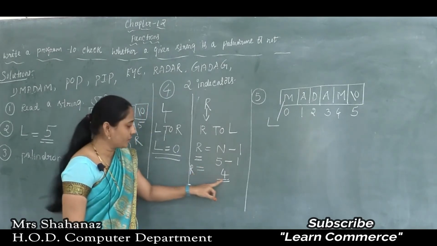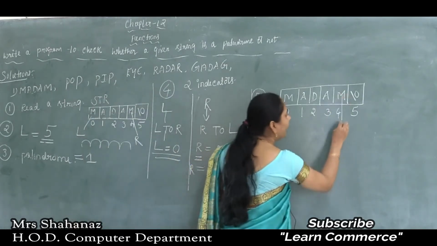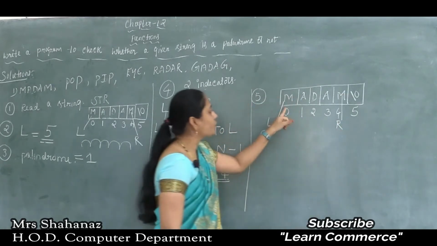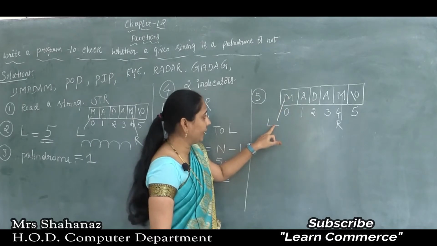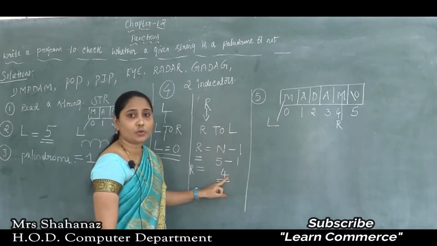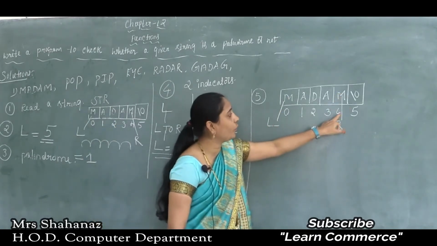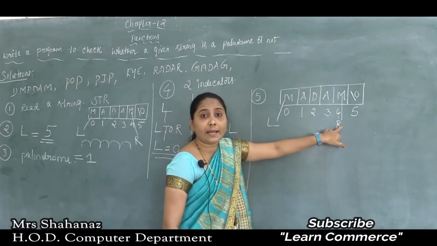The R value is equal to 4. So this is called the right indicator, correct? L value is equal to 0, the left indicator here, and R value is equal to 4 here, that means the 4th position value. So this one is called the right indicator.